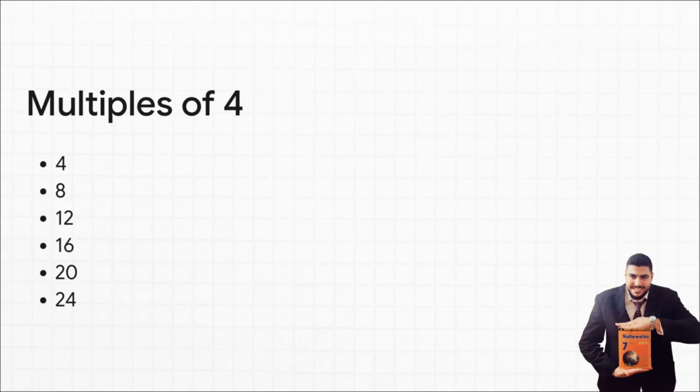Just think of the number 4. What are its multiples? Well, they're just its times tables. 4 times 1 is 4. 4 times 2 is 8. 4 times 3 is 12, and it just keeps going. These are all the numbers that 4 can divide into perfectly.